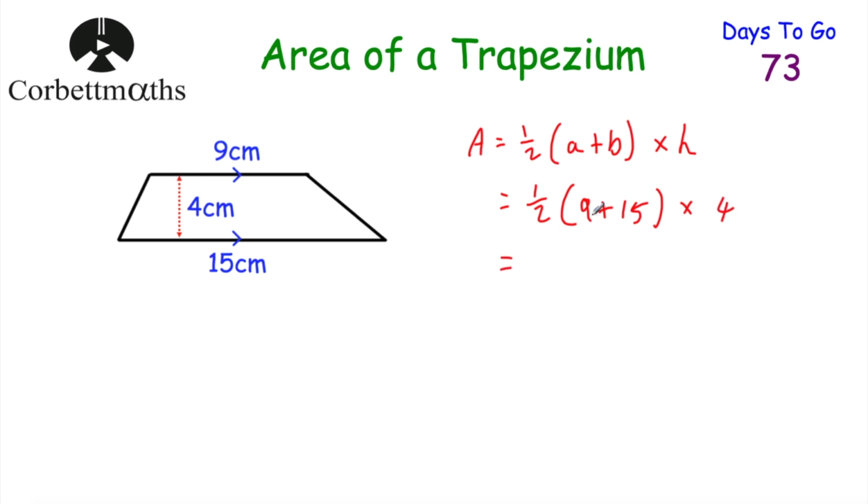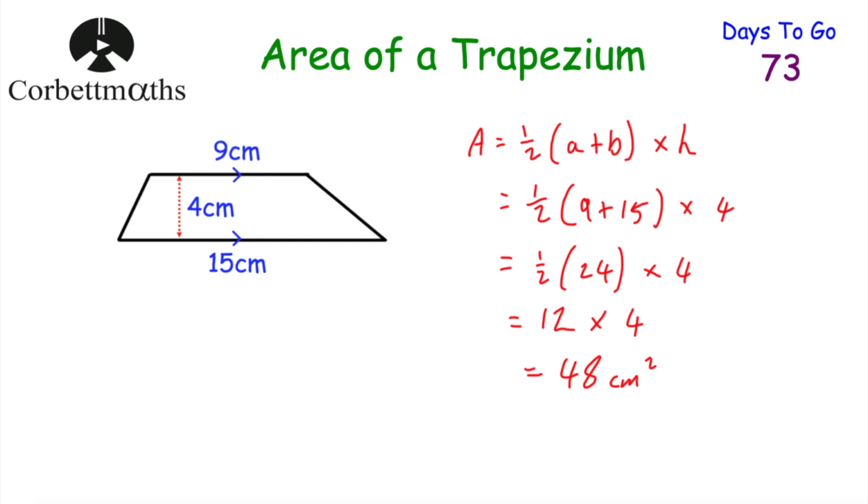Let's work that out. Let's do 9 plus 15. 9 plus 15 is 24, so it's a half of 24, close brackets, multiply by 4. Half of 24 is 12, so it's going to be 12 times 4, and 12 times 4 would be 48, and let's make sure we get the right units, centimetres squared, and that's it. If you got the area of that trapezium to be 48 centimetres squared, well done.